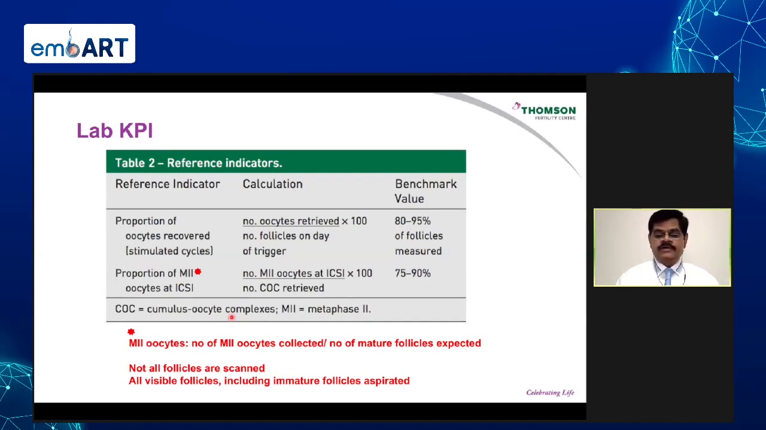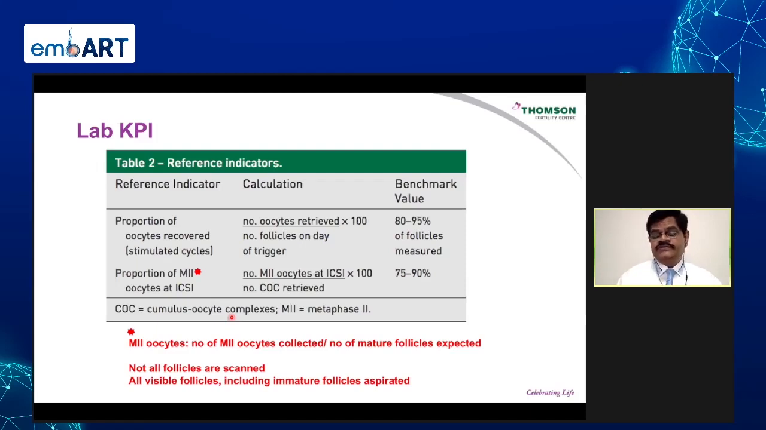But here it might be a little different sometimes when it comes to the practice of the day. Many clinicians may not be scanning all the follicles. They might be scanning only the larger size follicles. In that case, if you calculate the proportion of oocytes recovered this way, it may not give you a very accurate picture. Similarly, when you come to the proportion of M2 oocytes, the mature oocytes collected, the Vienna consensus recommends calculating it as a ratio of the number of mature oocytes at ICSI upon the number of oocyte cumulus complexes retrieved.